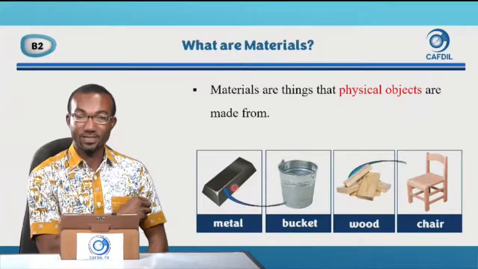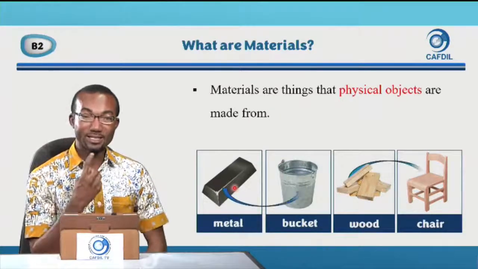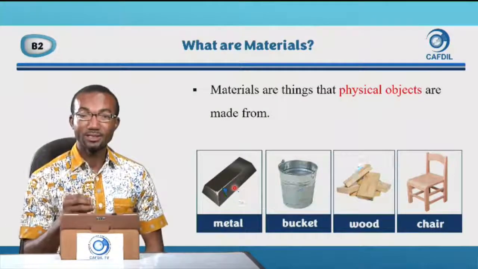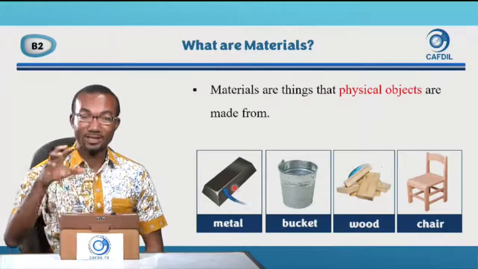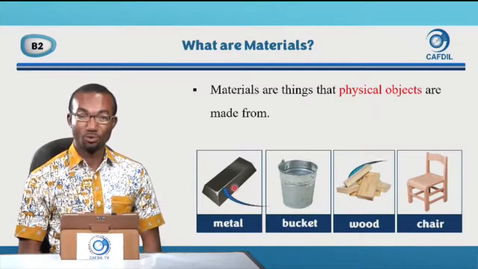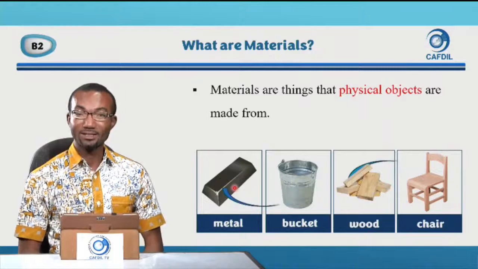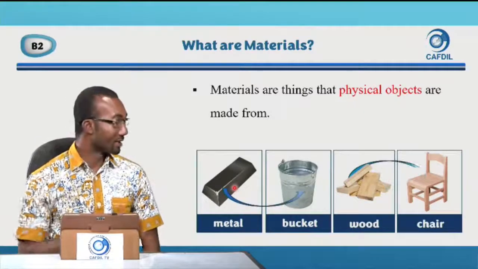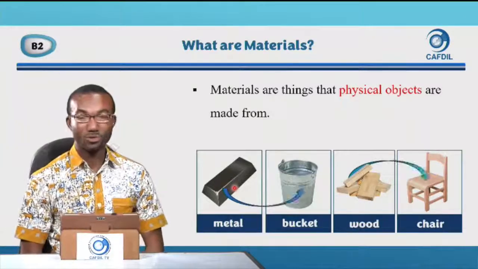That is what we call physical. This shirt is a physical object. I can see it and I can touch it. So anything that you can see and then touch, that is what we call physical. So materials are things that physical objects are made from. And these are some of the examples we have.